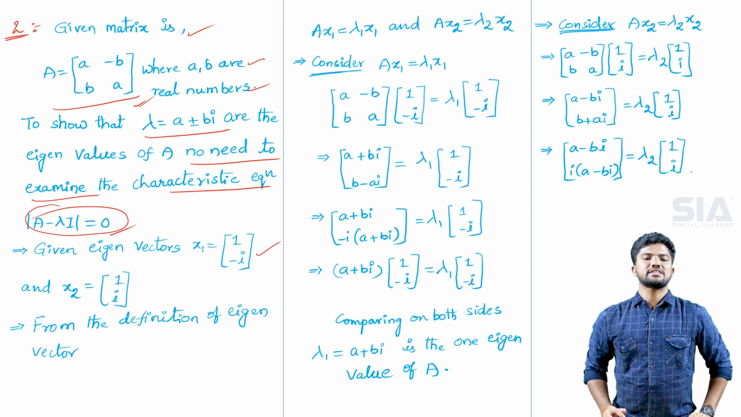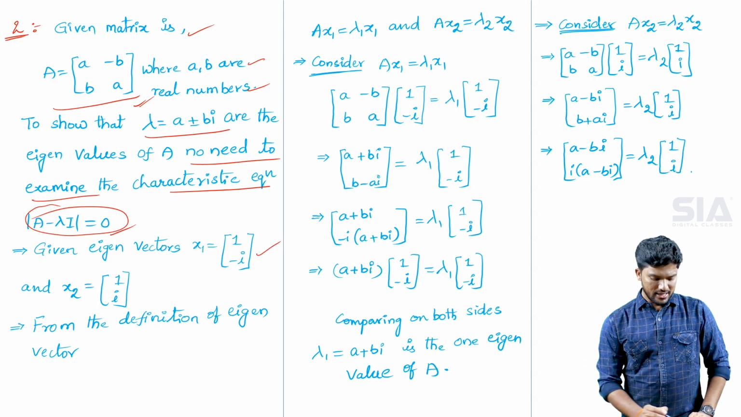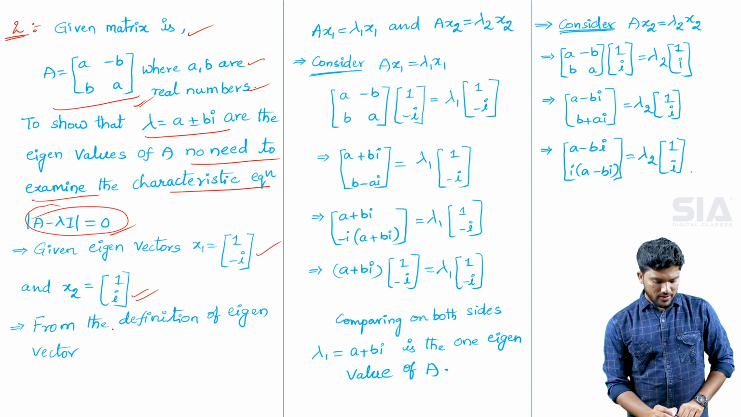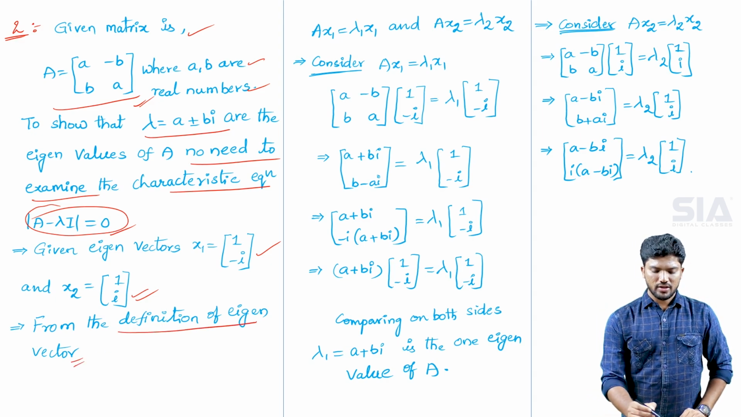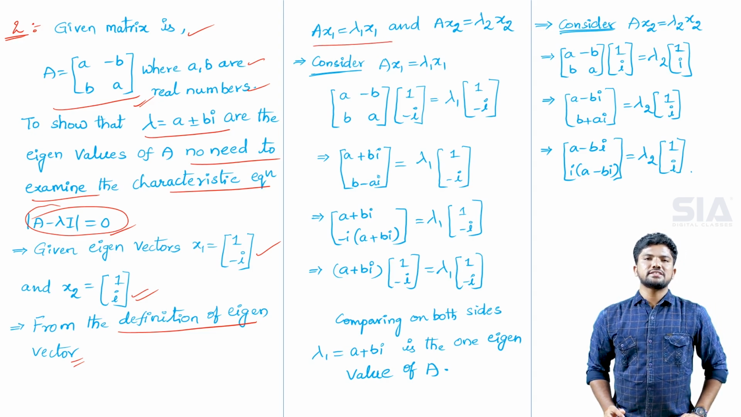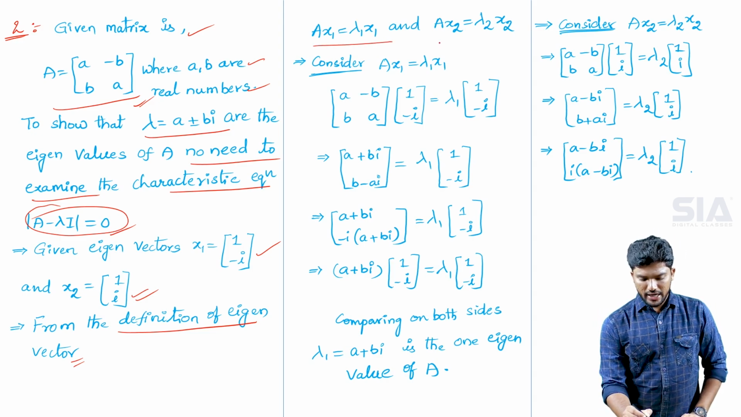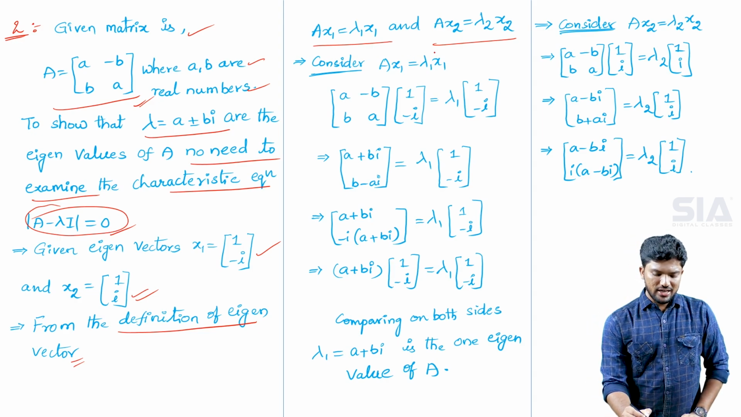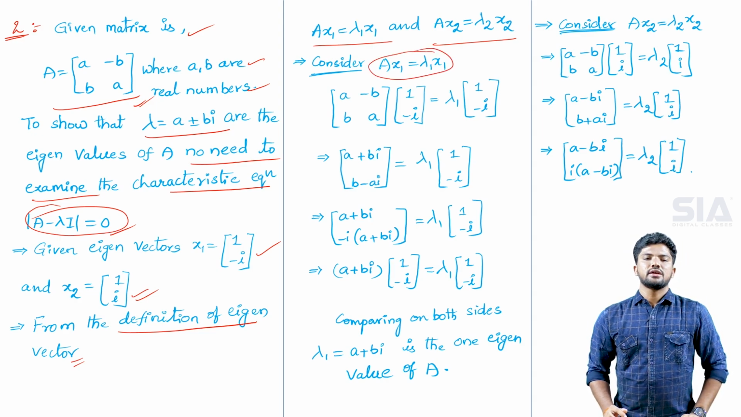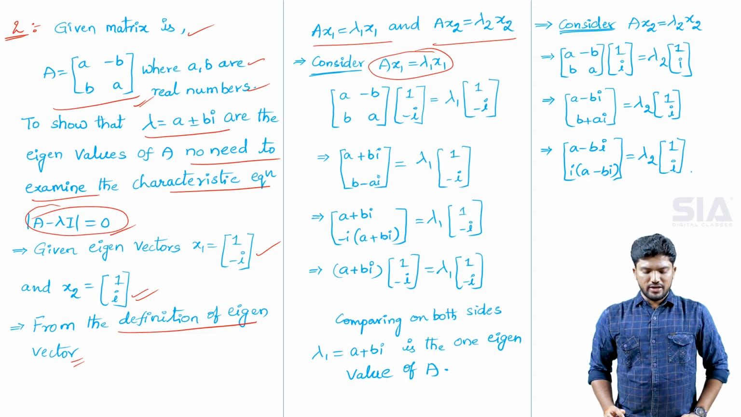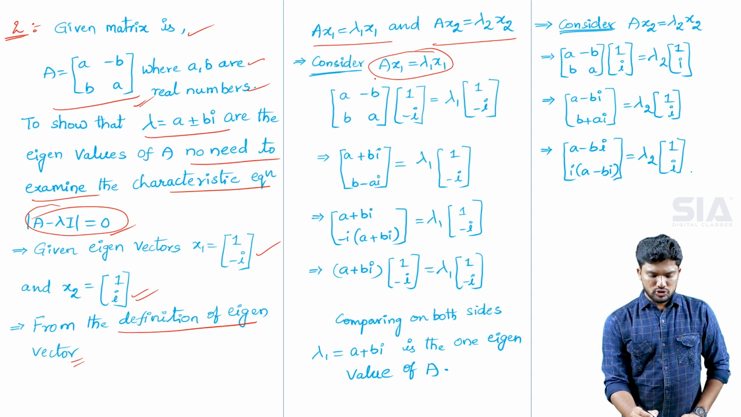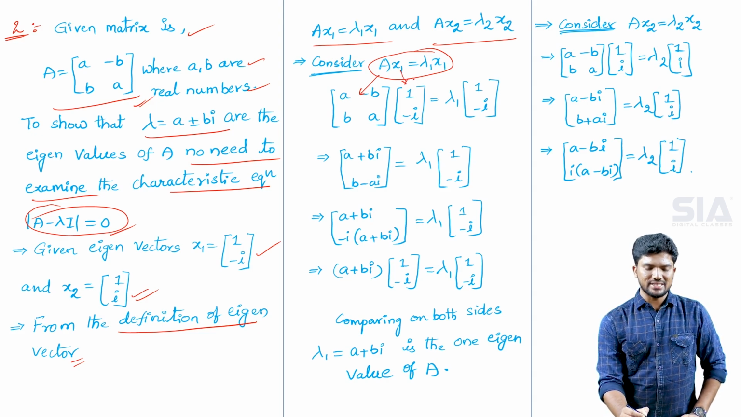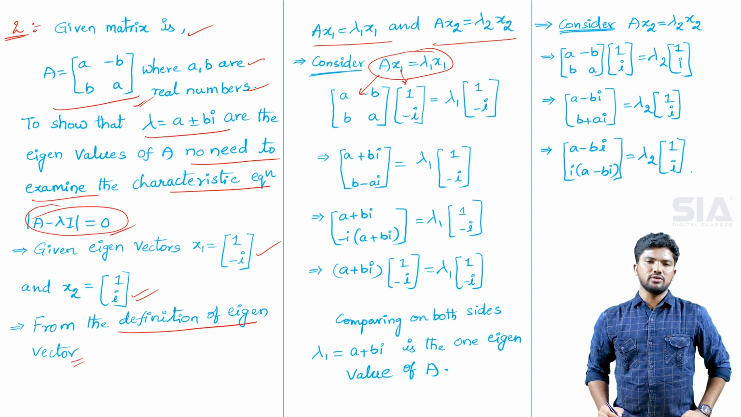Given vectors are x1 is equal to (1, minus i) and x2 is equal to (1, plus i), the two vectors. From the definition of eigenvector, we can write A x1 is equal to lambda 1 x1 and A x2 is equal to lambda 2 x2. So first of all, consider the first equation, A x1 is equal to lambda 1 x1. Substitute the corresponding values: capital A value, and x1 is the first vector, (1, minus i).